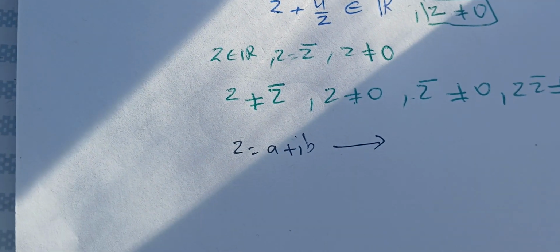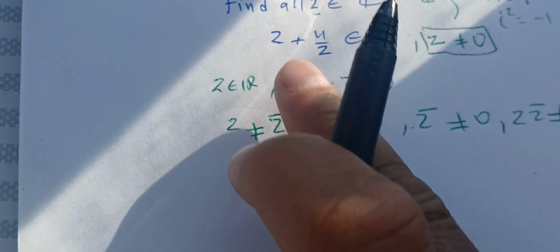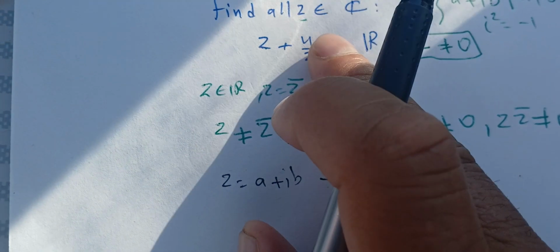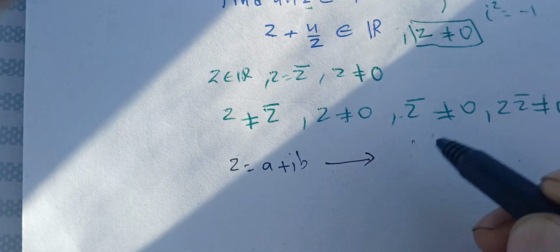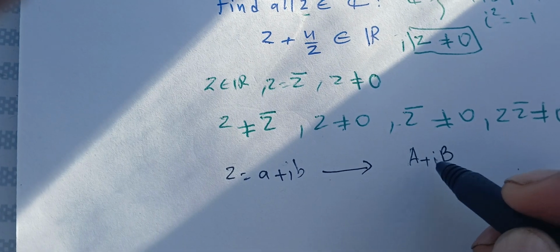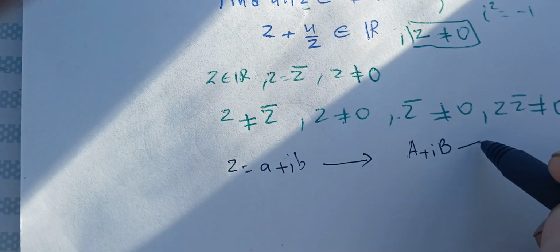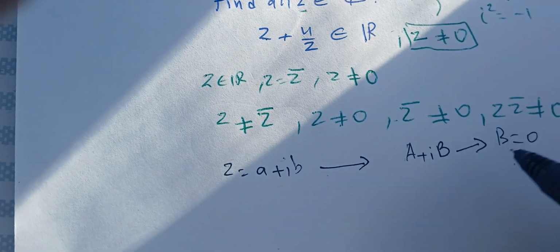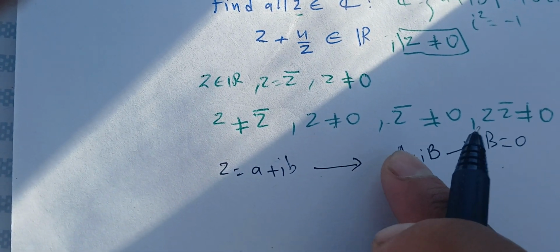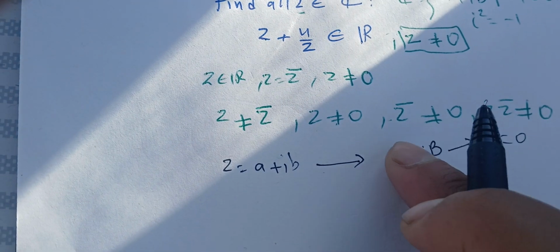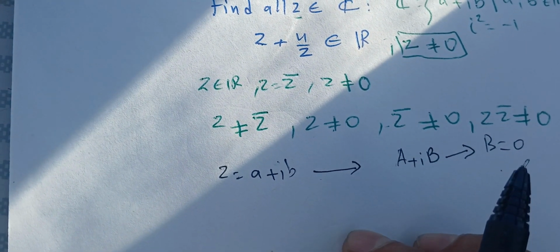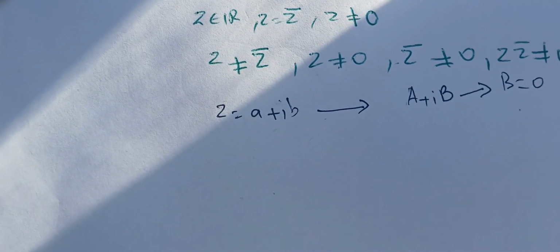You can plug z and 1 over z and manage to do the algebra. Once you do that, you will have this form a plus ib, and to be able to solve, you need to set b to 0, because that means this one is real. From here, we can find the conditions on a and b, and we can find z finally. But we're going to proceed in a different manner.